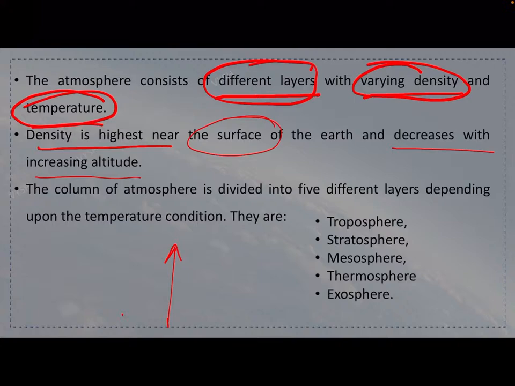The column of atmosphere is divided into 5 different layers. First is the troposphere, which is very near to us. Then comes the stratosphere, then the mesosphere, then the thermosphere, and the last is the exosphere, which is the extreme basically. We will see in detail.